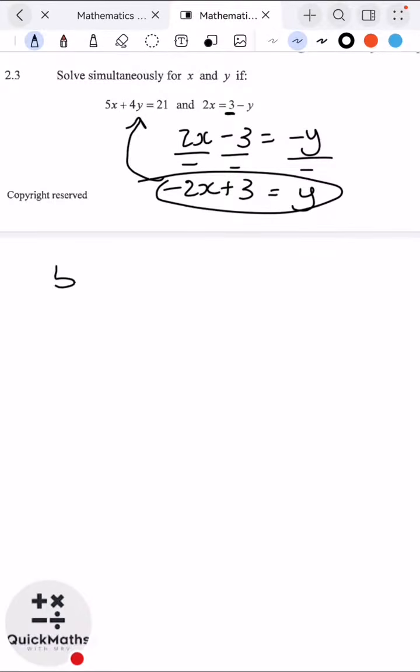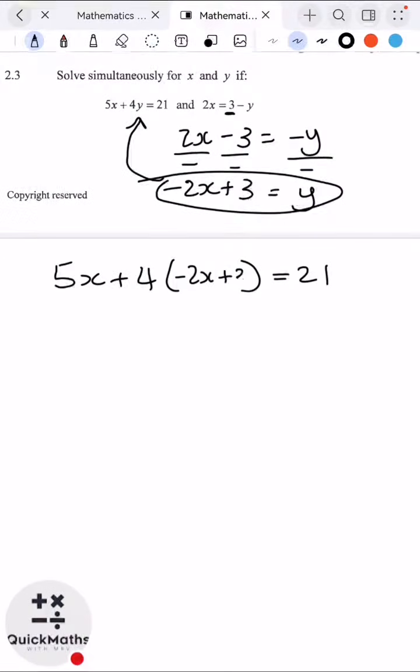So I'm going to say 5x plus 4. Instead of y, I have an expression for y, and all of that is equal to 21. What's my expression for y? -2x plus 3. And now it's linear. Now it's only x's, only one variable, so we can solve for x. We need to get rid of our brackets, so this 4 is going to multiply in with both of those.